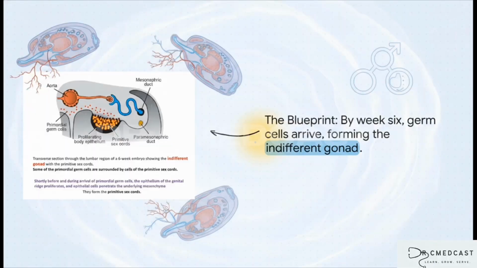So once they arrive around the 6th week, these germ cells signal the tissue of the genital ridge to grow and form these things called primitive sex cords. This combination, the migrating germ cells and the local tissue, creates what we call the indifferent gonad. It's the blueprint, a structure that holds the potential to become either a testis or an ovary.